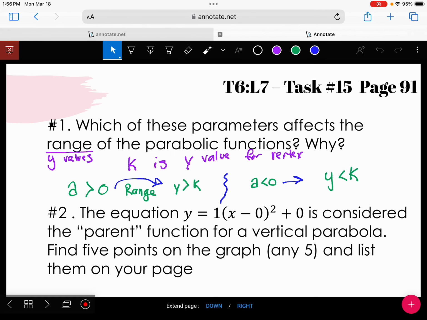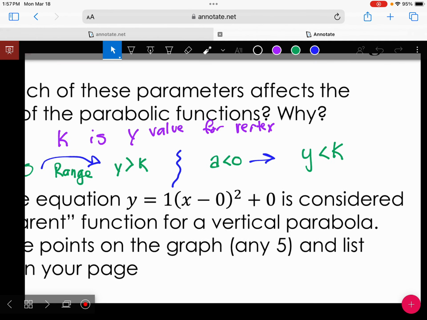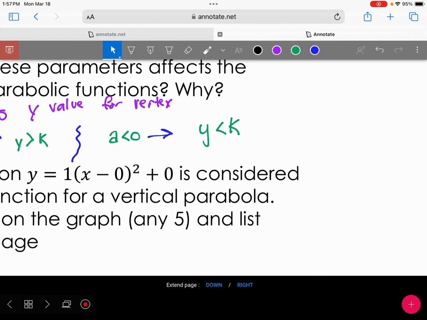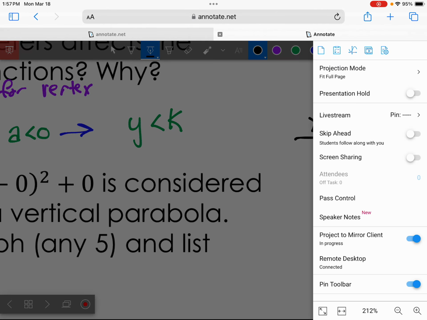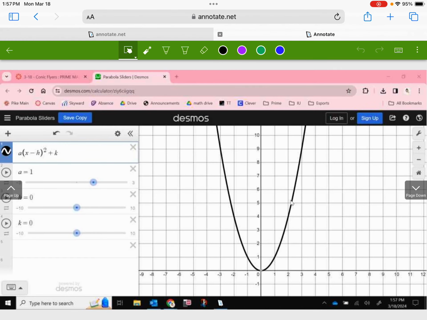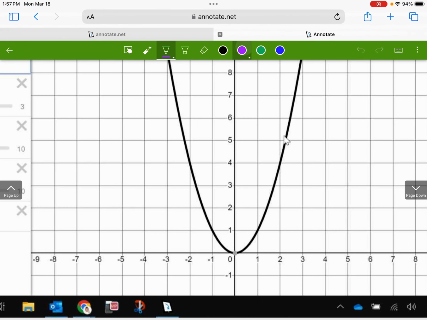Okay. What did we have? What were some of your points? I'm going to put some more space up to the right. I'm going to put them in a table. What points did we get? What are some points on this parabola?